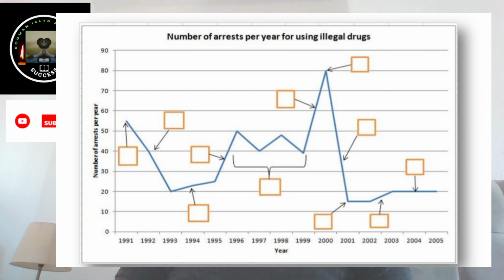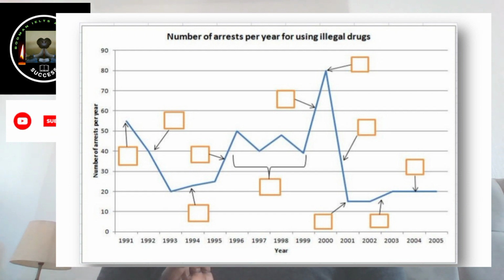So you can see that 1, 2, 3, 4, 5. The best place to use that is where you see a zigzag. That is the 5th yellow box. The number fluctuates. The number fluctuates till 1999. The number fluctuates.